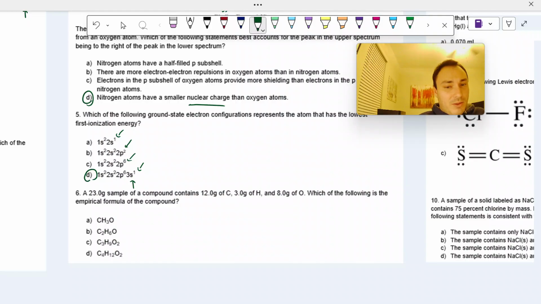We can also just classify these as their elements. 1s2, 2s1 is, let's see if I can do this without going to the periodic table. Hydrogen and helium, this is lithium. This is carbon, this is neon, and this would be sodium. Sodium has the lowest first ionization energy because the trend goes up and to the right, and sodium is right here, lithium is here, and then carbon and neon are over there. So sodium has the lowest.